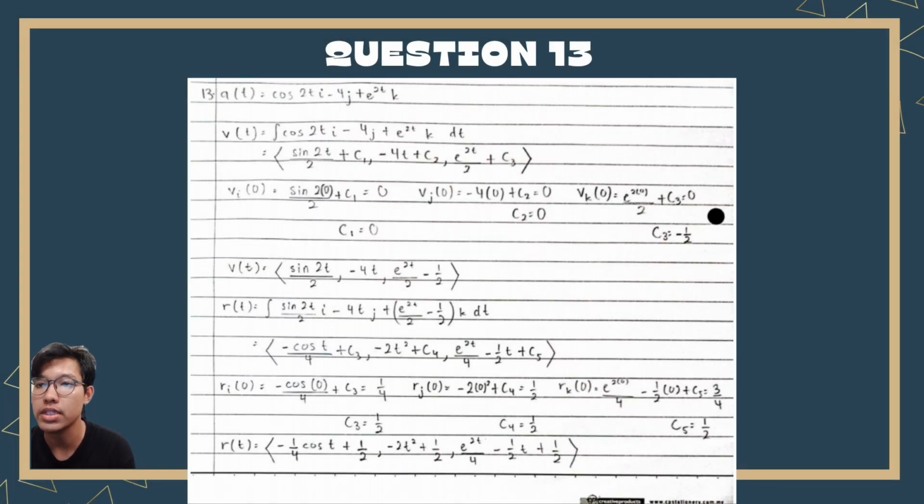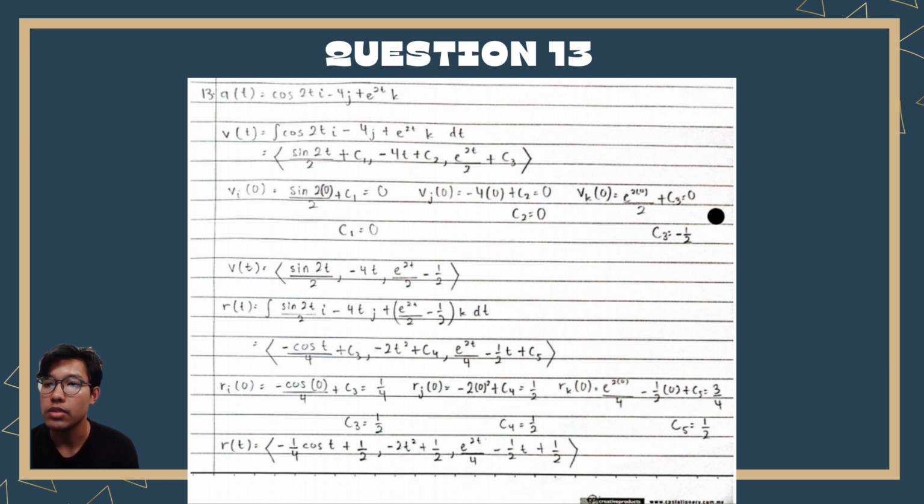For question 13, the question asks us to find r(t). First, we will integrate a(t) and the answer will be sin 2t over 2 plus c1, negative 4t plus c2, e to the power of 2t over 2 plus c3. After that, we need to compare the new value of v0 and the given value of v0. The answer will be sin 2t over 2, negative 4t, e to the power of 2t over 2 minus 1 over 2.